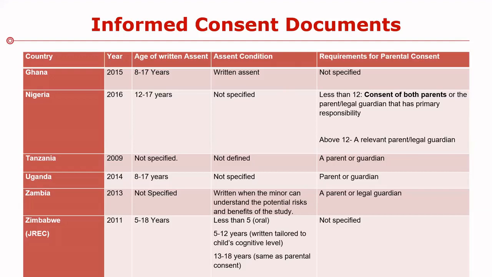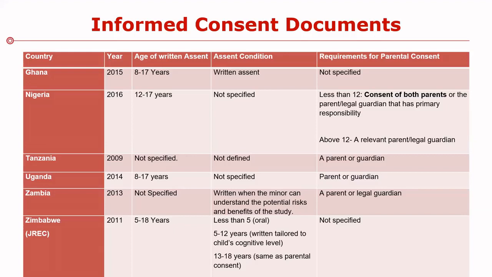There are specific conditions that were assigned to the parental consent. And this is a discussion we had in the ethics work group. So Nigeria, for example, the national guidelines require that for children less than 12, you need the consent of both parents. Meanwhile, for children above 12, a relevant parent or legal parental consent from one parent should be sufficient. But there is a caveat there for less than 12, because they say that if just one parent is available, then you can get consent from that one parent.